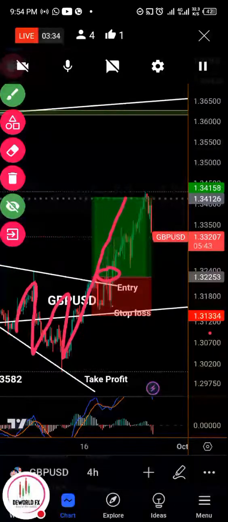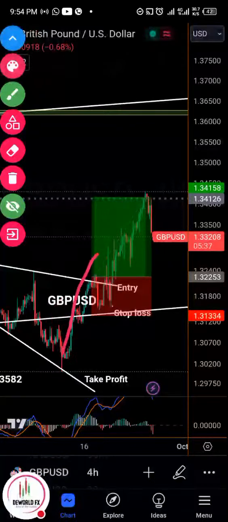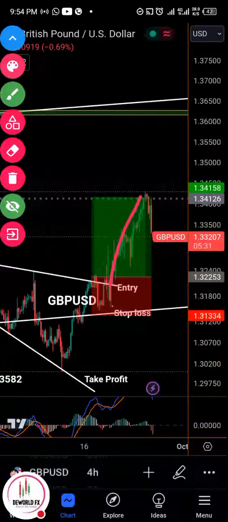So now we didn't have a retest. When I say retest, this is what I mean: we have a break here, come back for a retest and shoot up. It didn't happen, so probably we just have the impulse move.